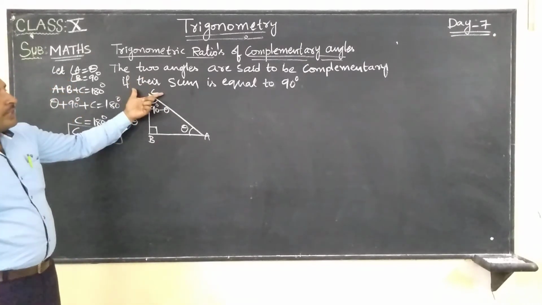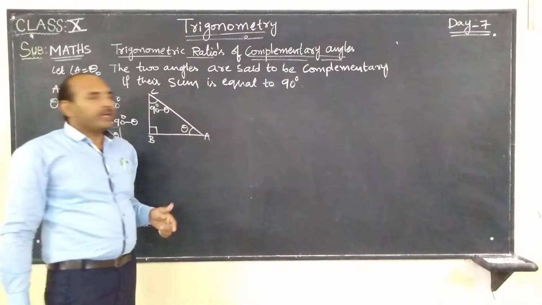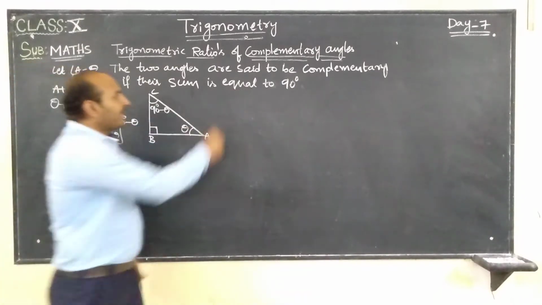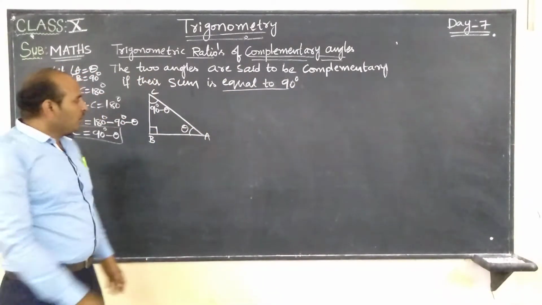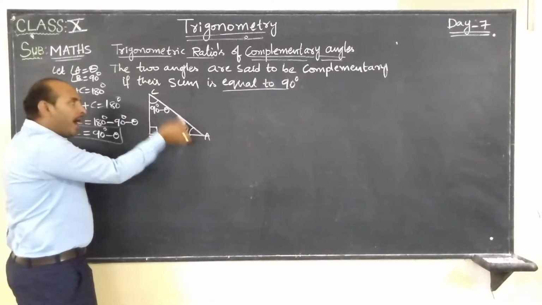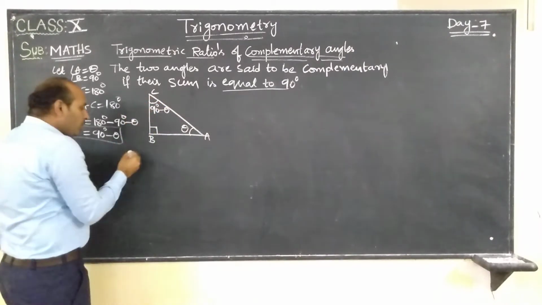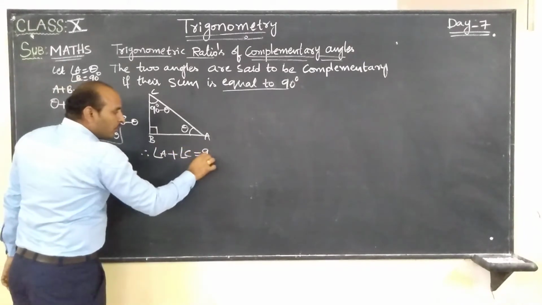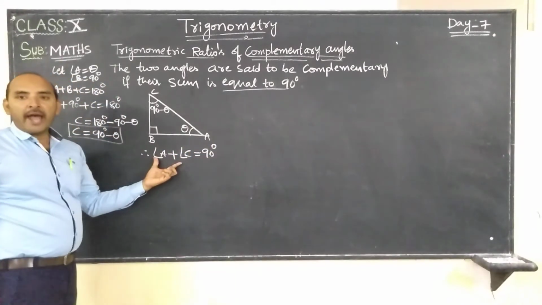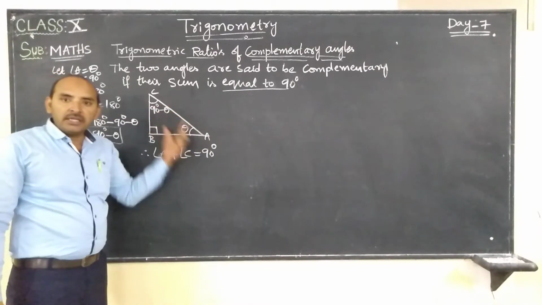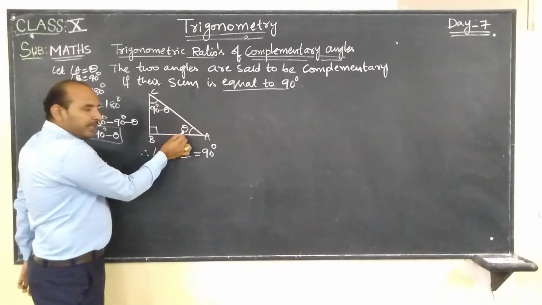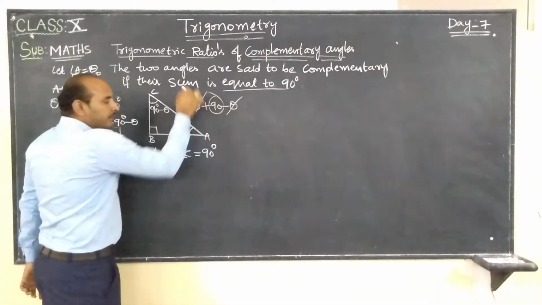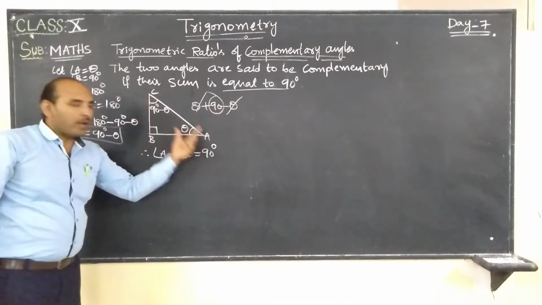So now according to the definition, two angles are said to be complementary angles if their sum is exactly 90 degrees. Angle A is theta and angle C is 90 minus theta. So clearly we can write angle A plus angle C is equal to 90 degrees. That means theta plus 90 minus theta gives you 90 degrees, for these two angles.